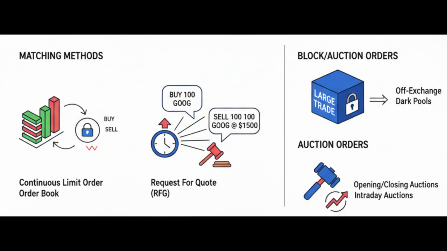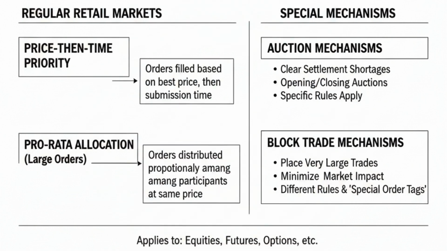Matching methods and block auction orders. Exchanges use different matching methods. Most retail markets use price then time priority, while some venues use pro rata allocation for large orders. Special auction and block trade mechanisms exist to clear settlement shortages or to place very large trades without disturbing the regular order book. These have different rules and sometimes special order tags in the app.